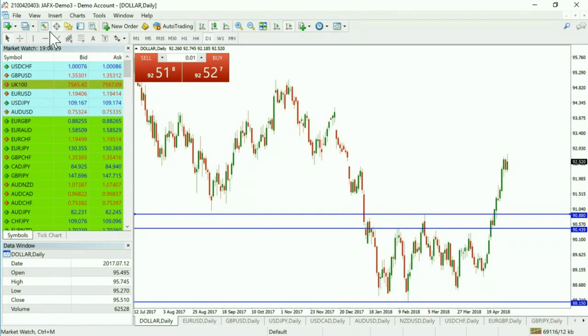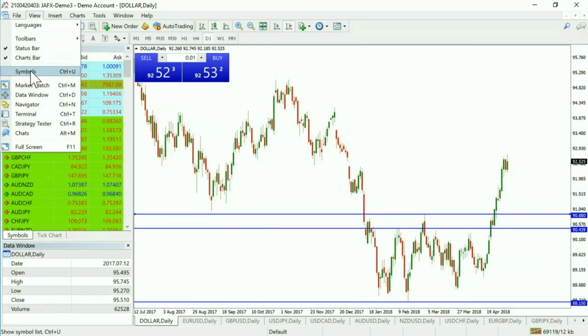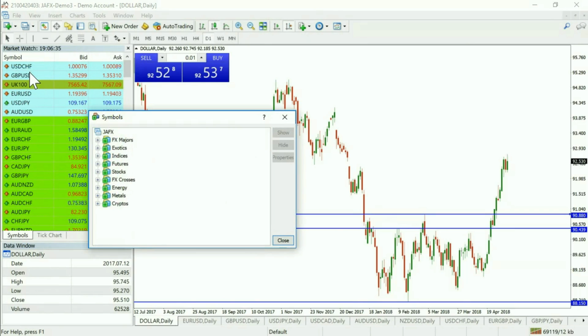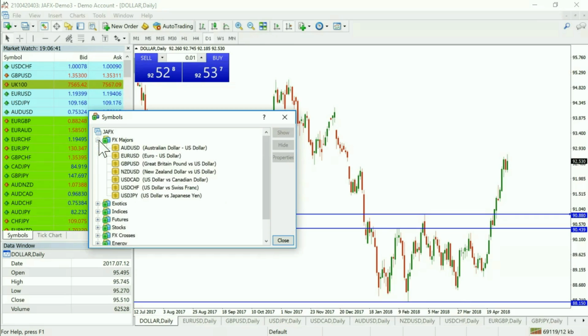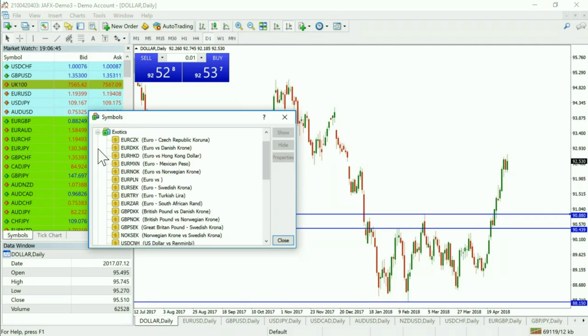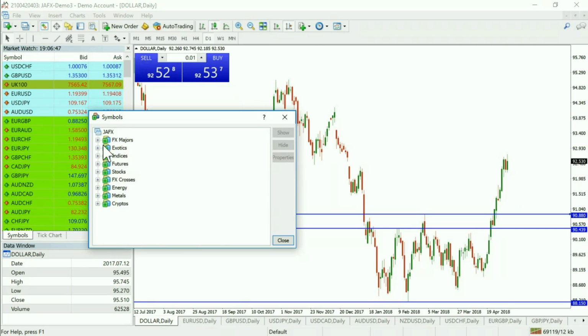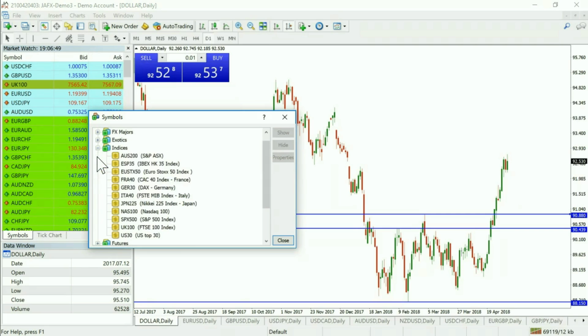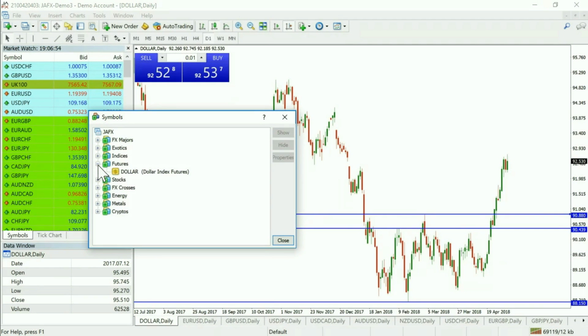Another place for you to find a more concise overview of the accessibility of the markets that are available to you would simply be going to view and click down on symbols, and you'll be able to see the variety. Those are your majors that you can look to trade. You've got exotics in there as well, and a whole myriad of them. We have our indice markets, so there's plenty of markets to be traded. We also have the dollar index.